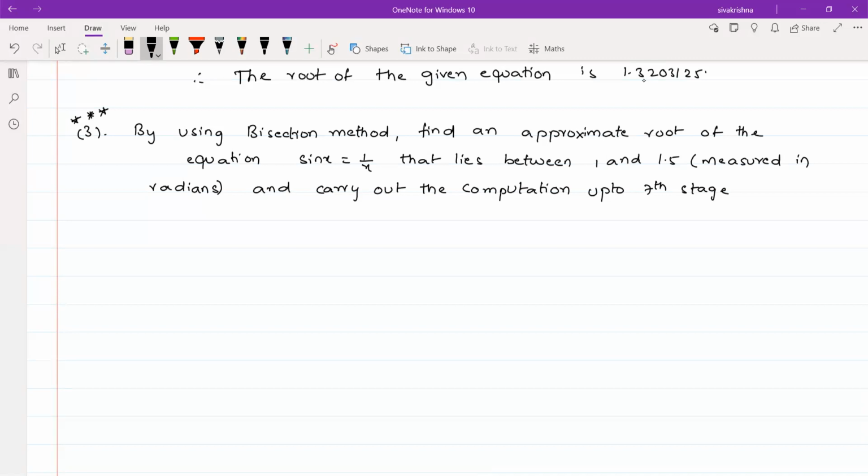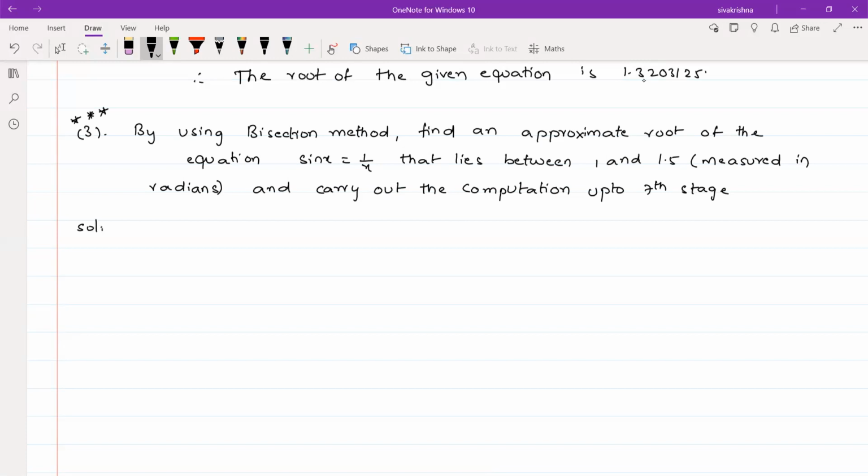This is a non-algebraic equation, and whenever we have trigonometric functions, our calculator should be in radians only. So first of all we have to check whether our calculator is in radians or not. If not, we first put it into radians, and only then start the calculations. In this problem it was asked to carry the computation up to seventh stage. It means we have to find 7 approximations. So, coming to the solution.